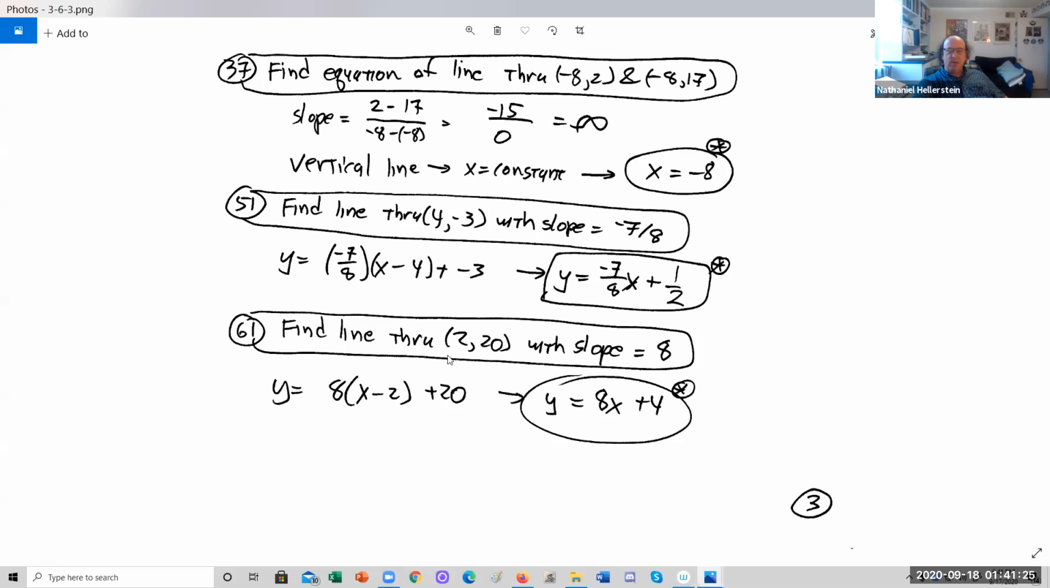Perhaps I should put the negative 7/8 in parentheses, whatever. Okay, number 61, find the line through (2, 20) with a slope of 8. y equals 8, that's the slope, times (x minus 2), all that plus 20. And yes, distribute the 8. Get 8x. 8 times negative 2 is minus 16, and minus 16 plus 20 is 4. So y equals 8x plus 4.